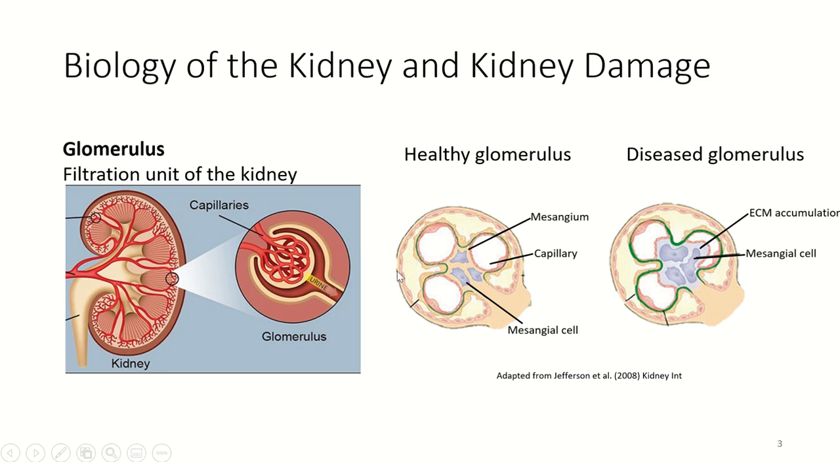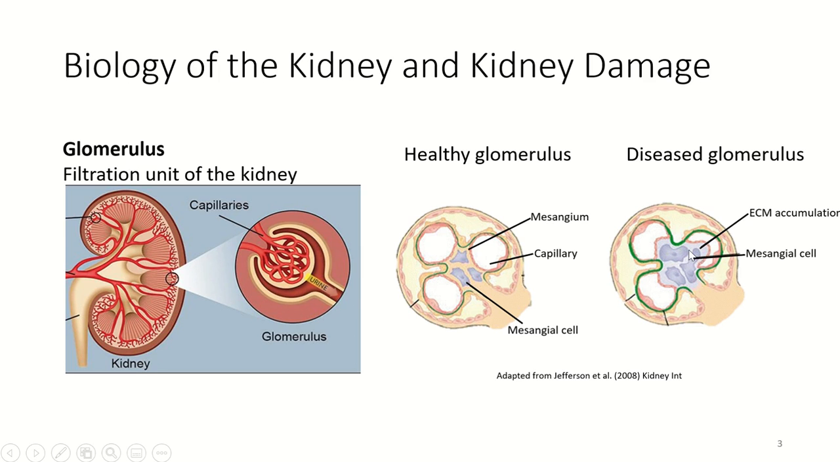If you take a cross-section of the glomerulus, this is what you see, with the capillaries here and the mesangial tissue, which acts as support for these capillaries. The mesangial cells maintain this tissue that's around it. During diabetes, one of the hallmarks of glomerular damage is extracellular matrix accumulation. The dysfunction that occurs within these cells causes the excess production of collagen, which leads to extracellular matrix accumulation.